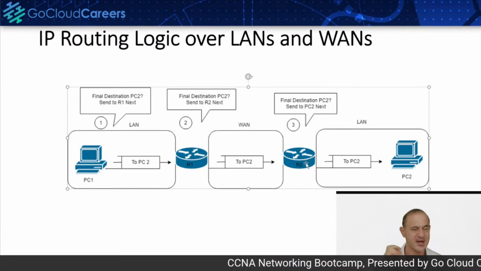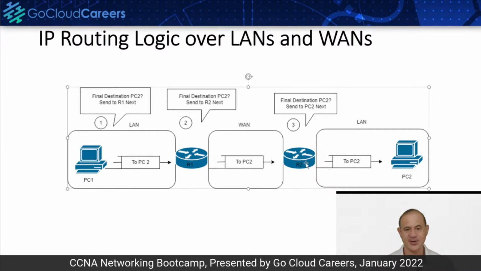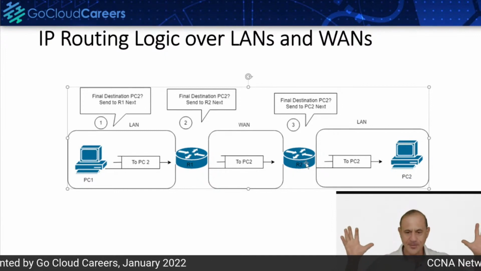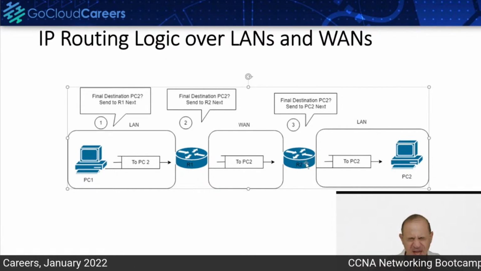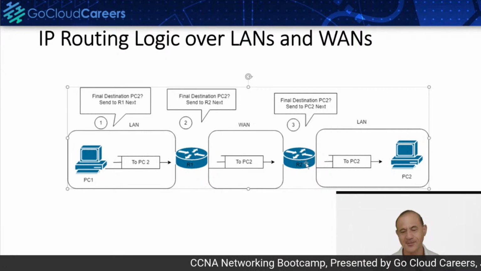Now the packet's on router 1. Router 1 says, do I have a route on my routing table to Cindy the cat? And it says, I know where Cindy lives. She's over here, but I don't know her MAC address. ARP, who has the MAC address for Cindy the cat? Cindy says, I do. Purr, purr, purr.